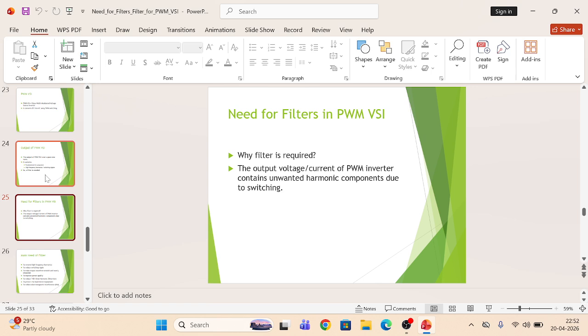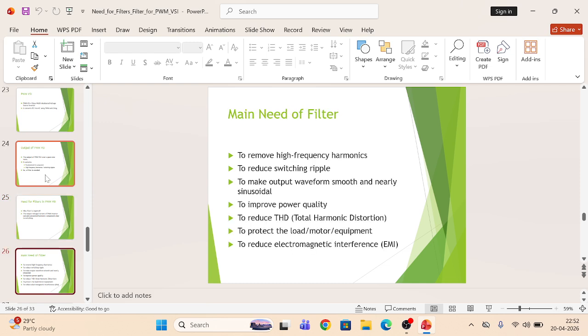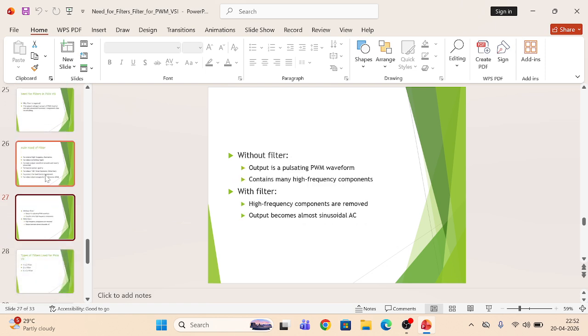Need for filter in pulse width modulation voltage source inverter. Why is a filter required? Because the output contains some harmonics. We use a filter to smooth the waveform and improve the power quality. The main needs of filters are to remove high frequency harmonics, to reduce the switching ripple and to make the output waveform smooth and nearly sinusoidal. It is used to improve power quality, to reduce total harmonic distortion, to protect the load, motor and equipment, and to reduce electromagnetic interference.